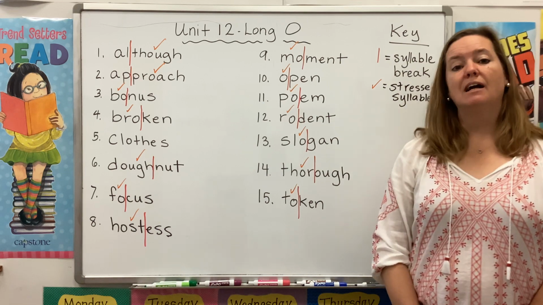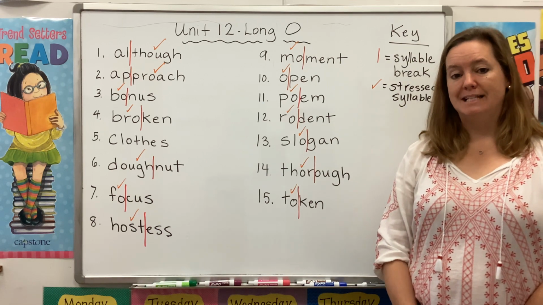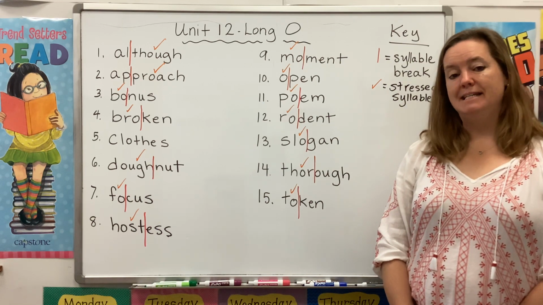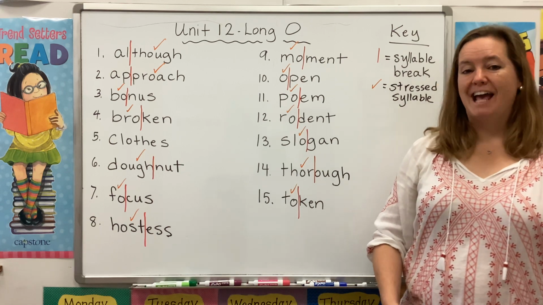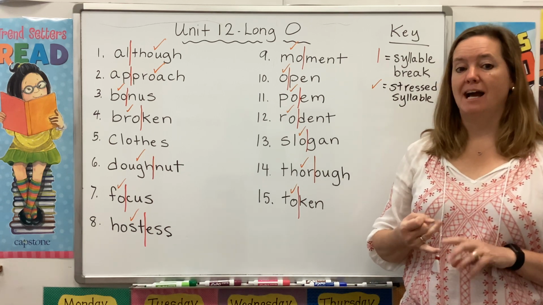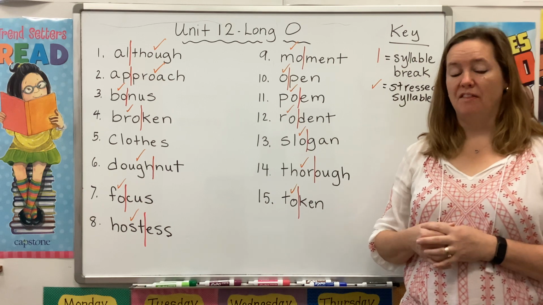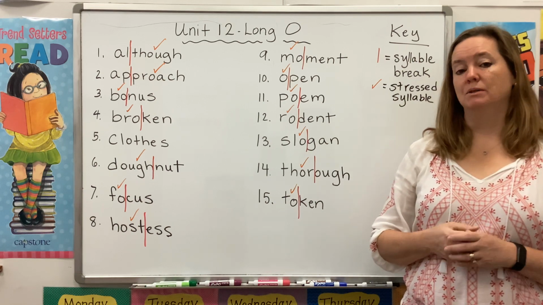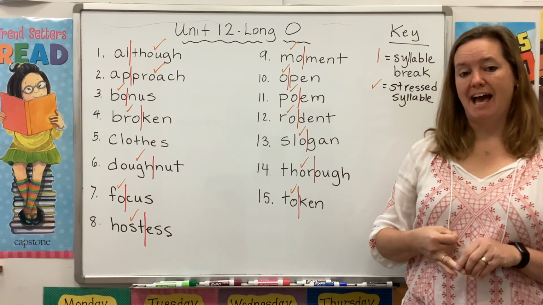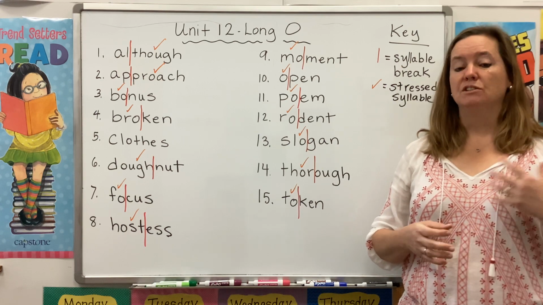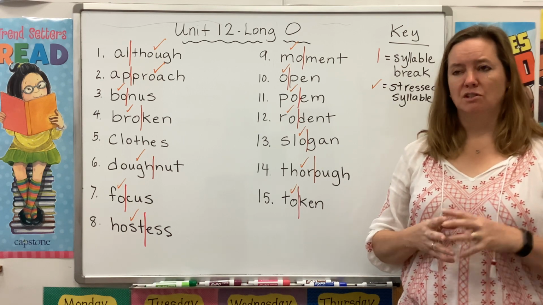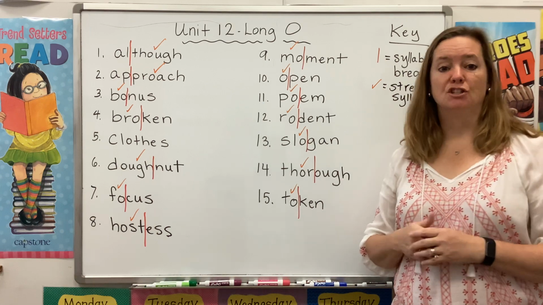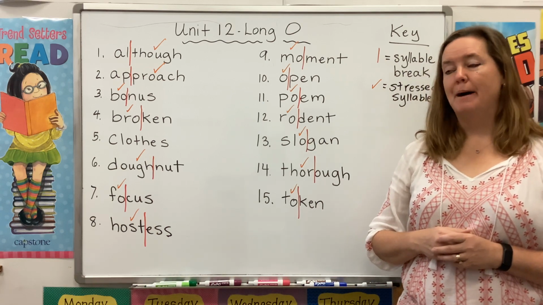So I told you that a common way to make a vowel say its name is to use a vowel team. We already saw that with long A. We saw teams like AI and AY. We saw that with long E. We had vowel teams like EE and EA. Long I, we saw IE, but we also saw an IGH combination.